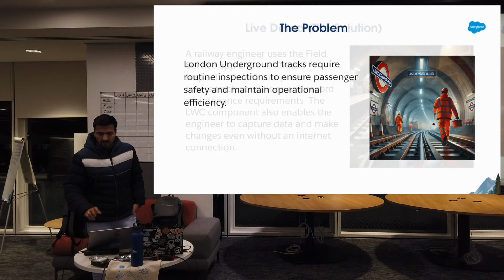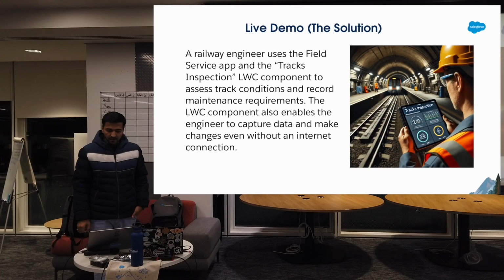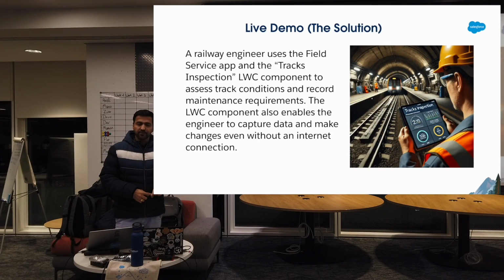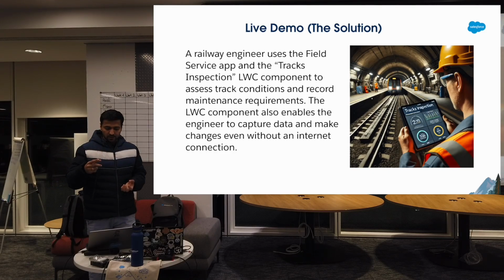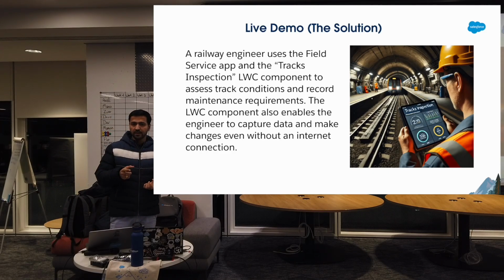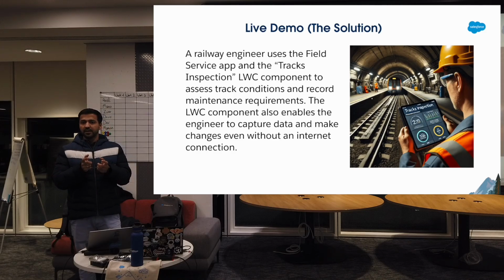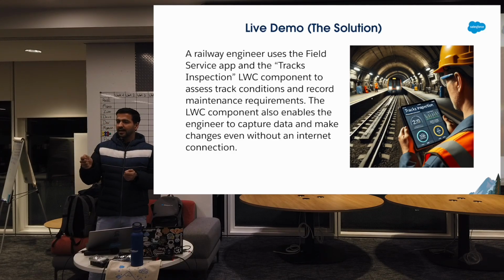Let's look at the solution now. For the solution, I have created a Lightning Web Component called tracks inspection, which is deployed into the Field Service app. Then I'm going to show how we can launch the component and use it as a railway engineer to inspect the condition of the tracks and to add further details.